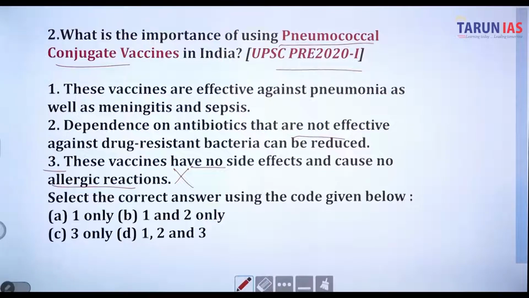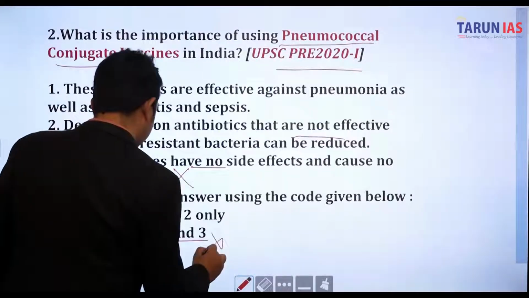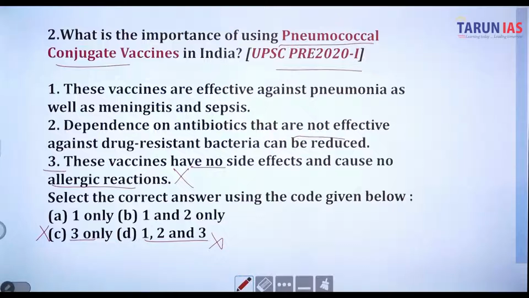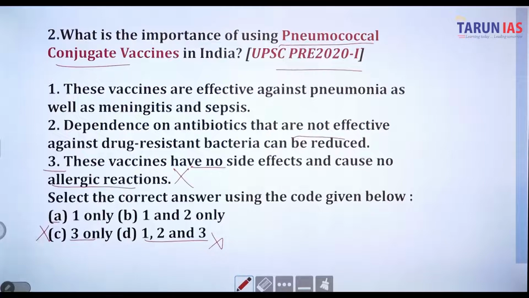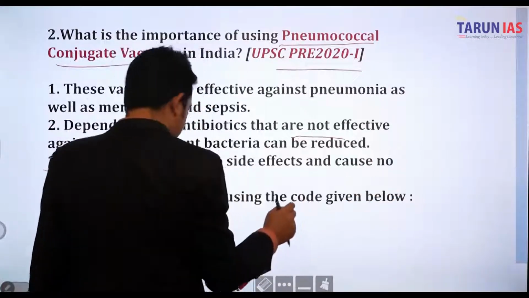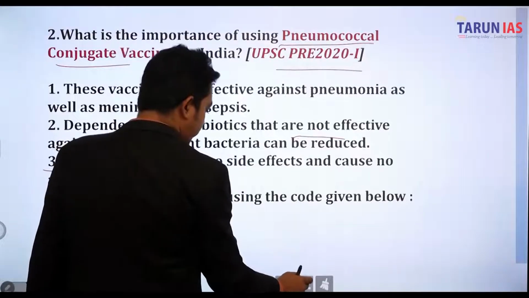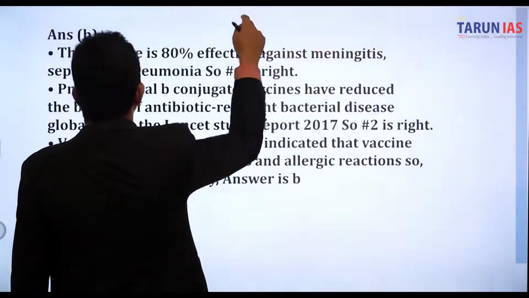So find out where is 3. Here is 3 only. This is incorrect. 1, 2 and 3 is also incorrect. Now we are left with only 1 and 2, which is either option A or B. Statement 1, these vaccines are effective against pneumonia as well as meningitis and sepsis, can be. Second, dependence on antibiotics that are not effective against drug resistant bacteria can be reduced. So yes, the statement is also correct. So the right answer would be here. B is the right answer.